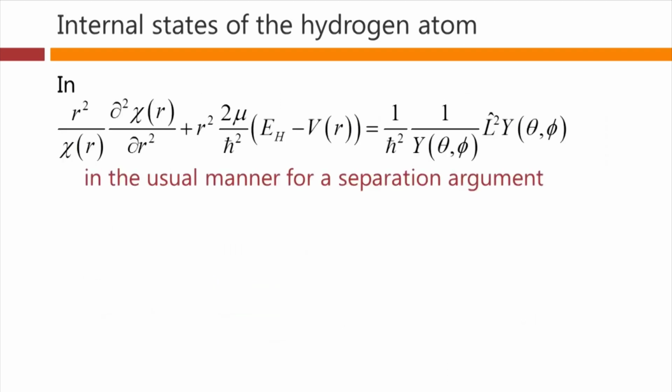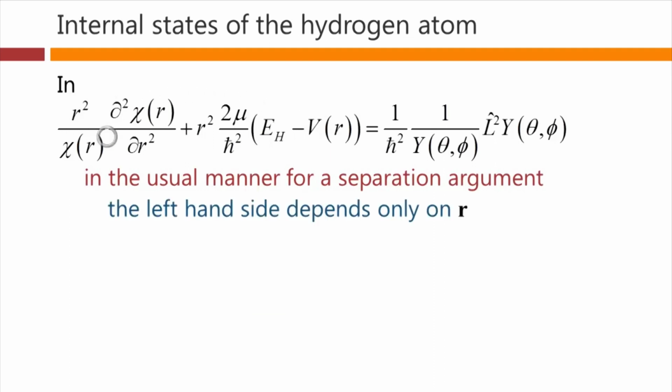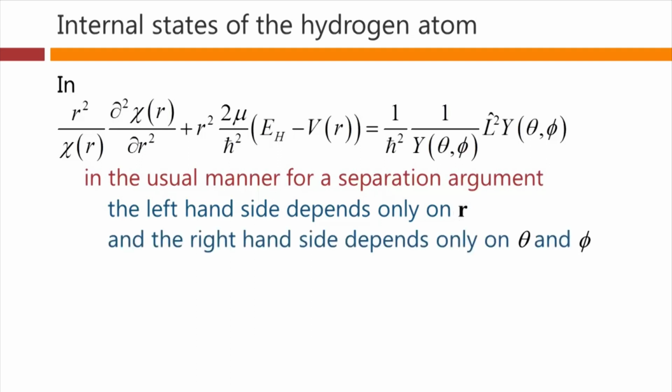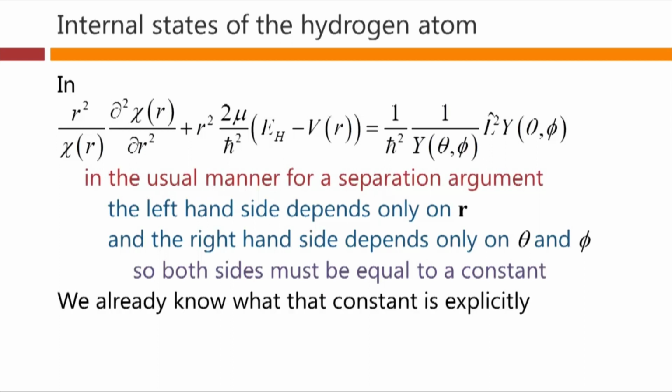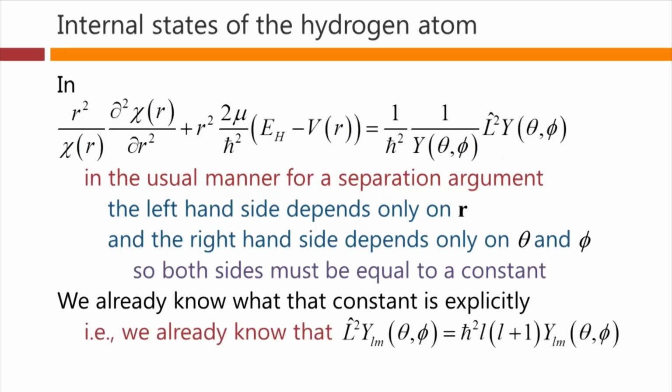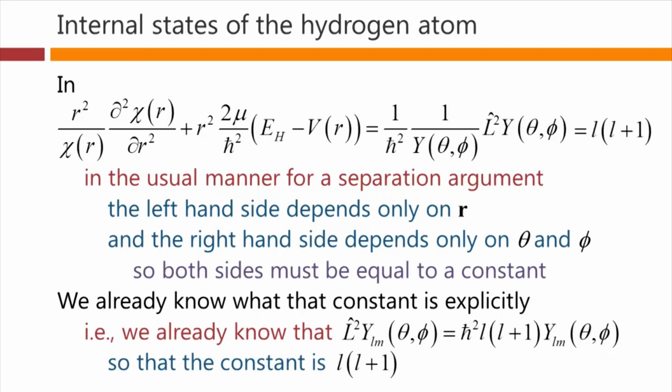So in this equation, in the usual manner for a separation argument, we note that the left-hand side depends only on little r, in fact it depends only on the scalar r here, and the right-hand side depends only on theta and phi. So both sides must be equal to a constant, the separation constant. And we already actually know what that constant is, since we know how to solve this particular eigenequation. We know what all of this here has to equal. That is, we know this solution already, and so this constant has to be L into L plus 1.